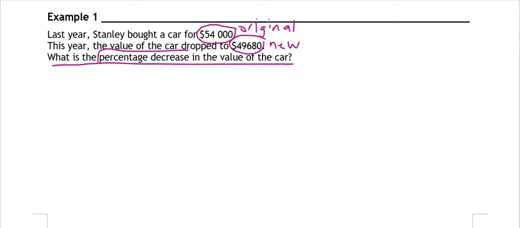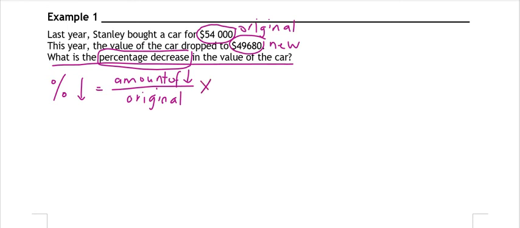Now percentage decrease, you know the formula already. Here I will use the percentage arrow down, which means decrease, equals amount of decrease over original value, and then you multiply everything by 100%, right? Now here you know your original value, 54,000. Now how do you find the amount of decrease? The amount of decrease equals the original minus the new.